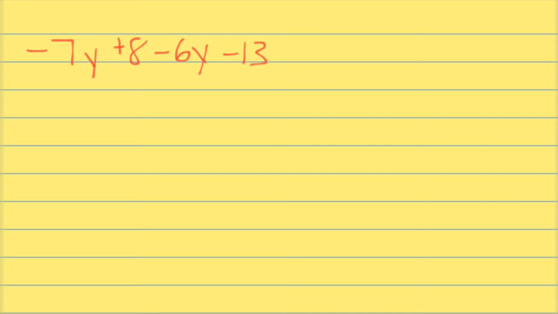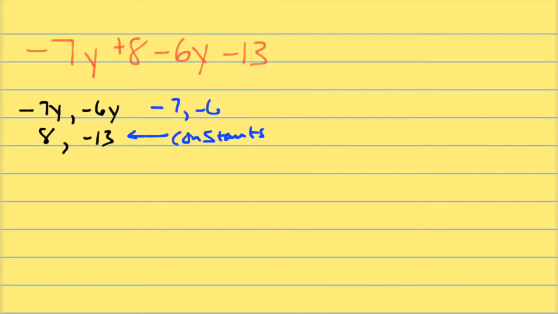Okay, so first of all, the like terms are -7y and -6y, and also 8 and -13. These are my constants, and -7 and -6 are the coefficients. So all I have to do to combine them is add my like terms.